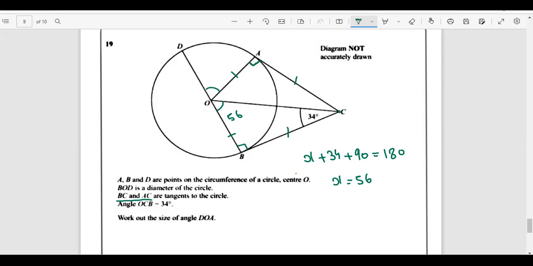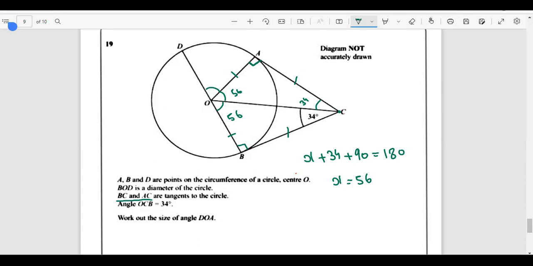This is the right angle triangle. So this angle would be same as that one. And this would also be same as this one, because these two triangles are congruent. Now DOB is a straight line. We have two angles, 56 and 56. Sum of angles on a straight line is 180 degrees.